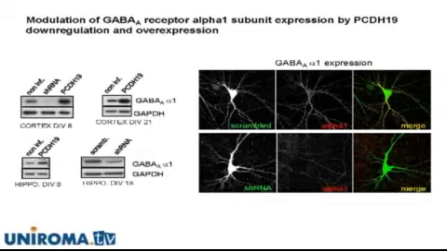Now, if you check the two conditions, once we have eliminated protocadherin and we abate it, we see that if we check for the subunit alpha 1, and we see that if we abate protocadherin, we get less of it.